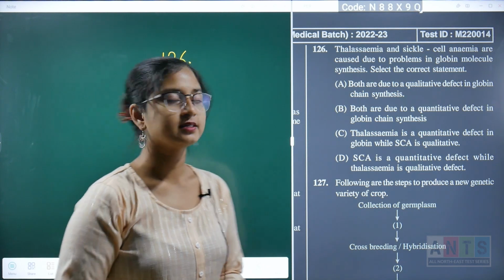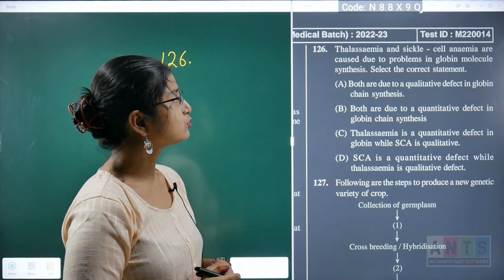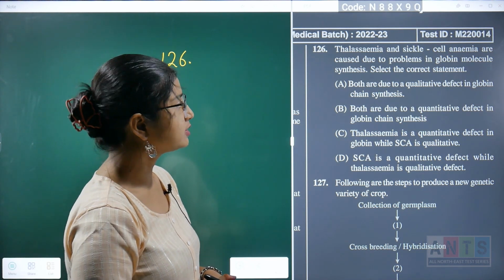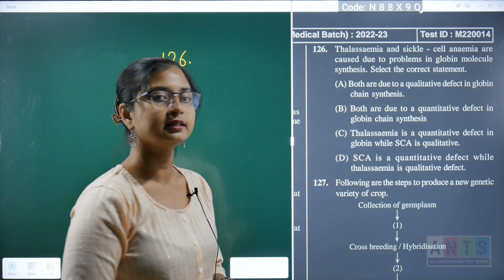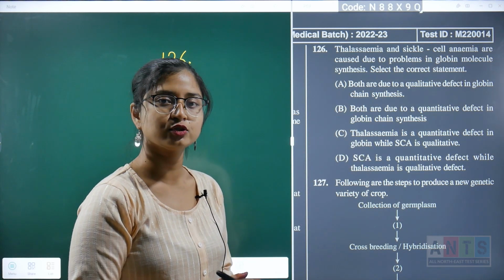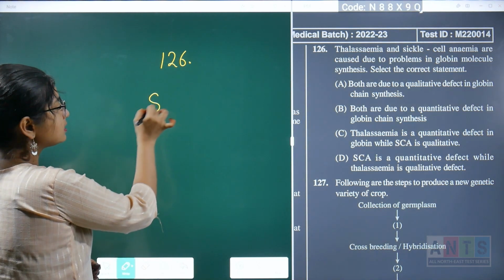Now question number 126. Thalassemia and sickle cell anemia are caused due to problems in globin molecule synthesis. Select the correct statement. तो जितने भी यहाँ पे statements आ रहे हैं, they seem to be describing the conditions of thalassemia and sickle cell anemia. So what we recall is sickle cell anemia.